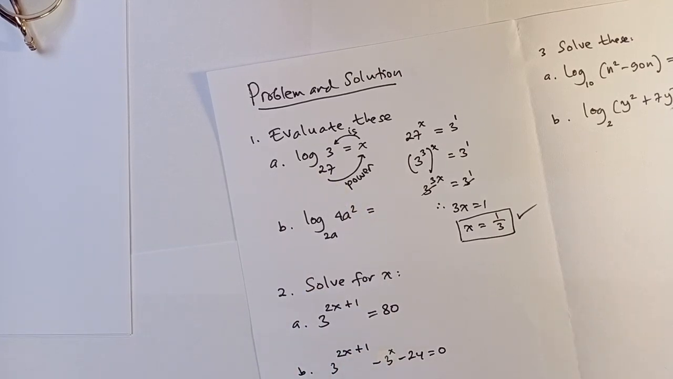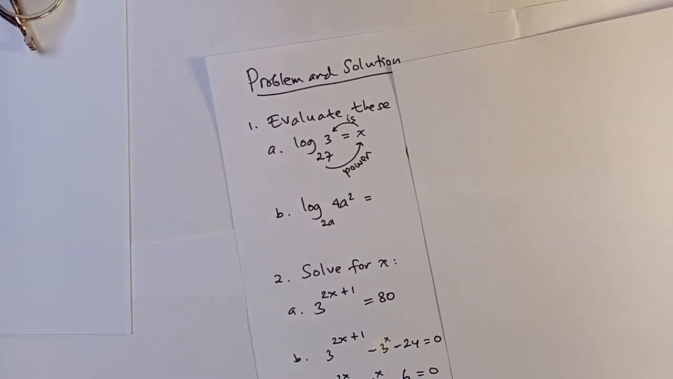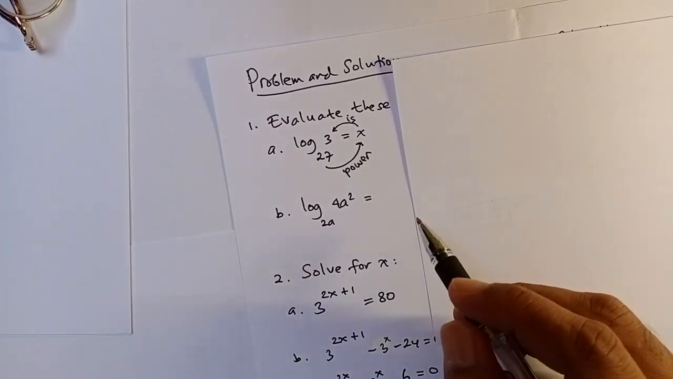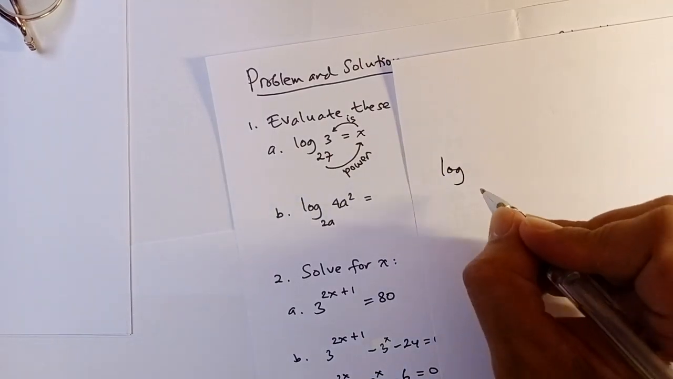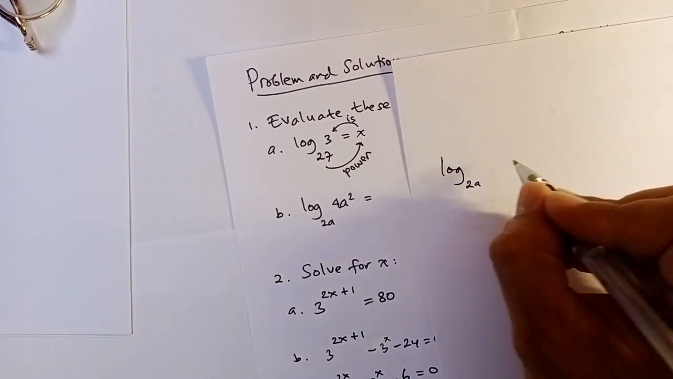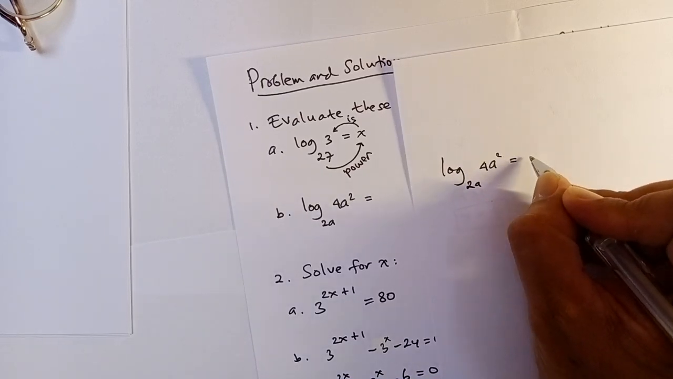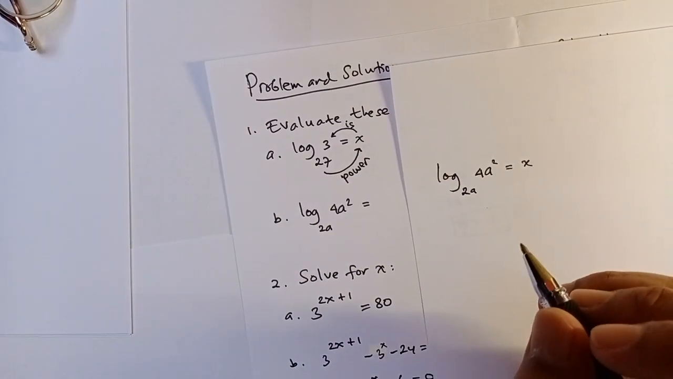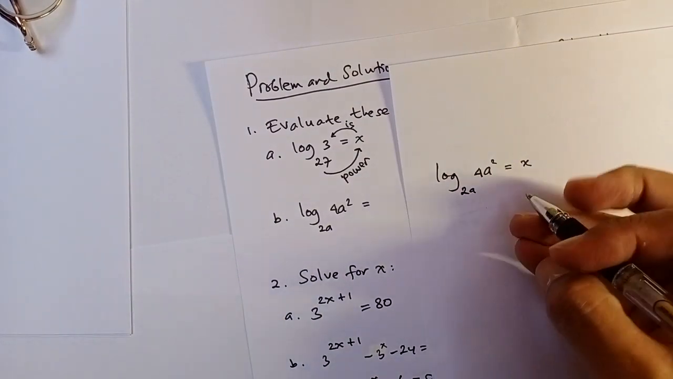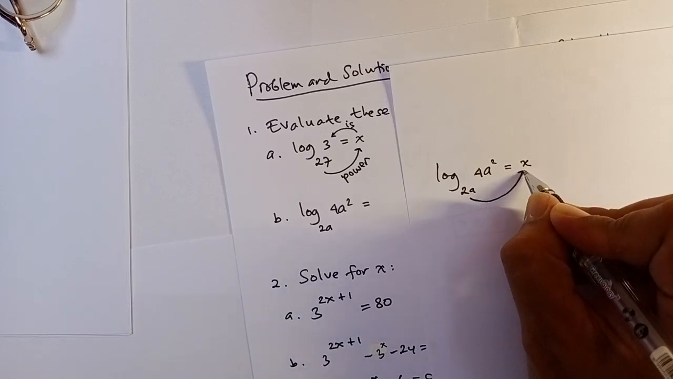And for problem number 1 part B, we can do the same way. Look this. This question, logarithm of the base is 2a, the logarithm of 4a square. So what is the result? Pretend that the result equal x. So we can use the same way as previous by writing as index form.